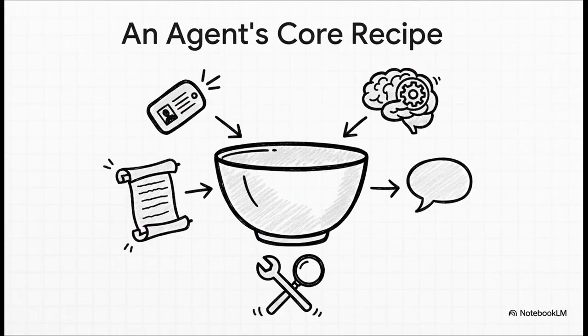So let's just quickly recap that core recipe. You've got your model, that's the brains. You've got the instructions, that's the detailed game plan. And you have the tools, those are the real-world superpowers. You put those three things together and you've got the foundation for a really powerful agent.